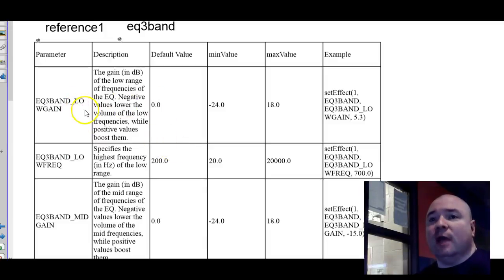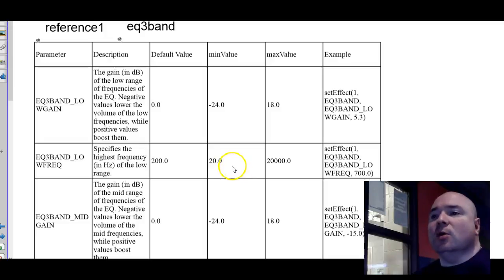The first parameter allows us to choose the gain of the low range frequencies. In other words, negative values lower the volume while positive values boost them. So if we want to increase the volume to max, we make it 18. The second parameter allows us to choose the actual frequency of the lows, and we can go from 20 to 2000. So we can really choose anywhere along there where the low is.